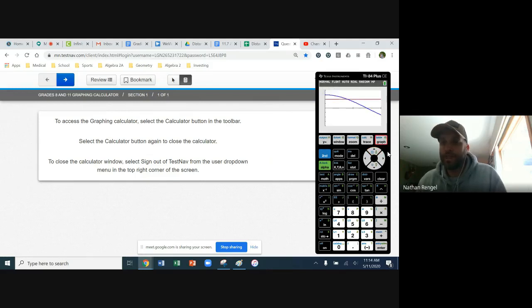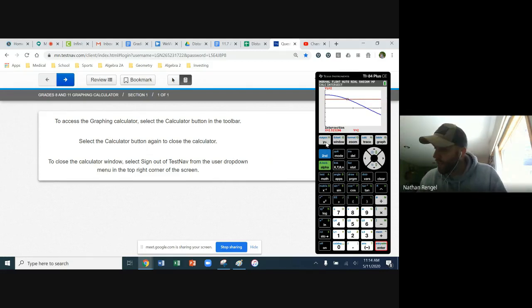Hit graph. There it is. So our period in this one is 6. We're not really seeing much of the graph, so we only have one intersection between 0 and 2 pi. So we're going to hit second, trace, down to number 5. Get as close as you can to that intersection. Enter, enter, enter, and we get 2.52. That's our only solution between 0 and 2 pi.